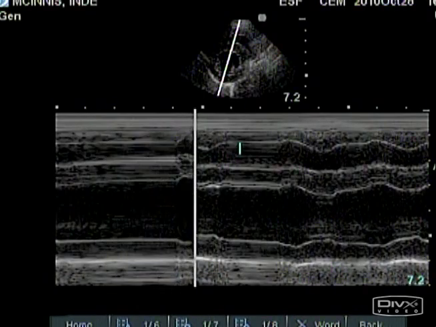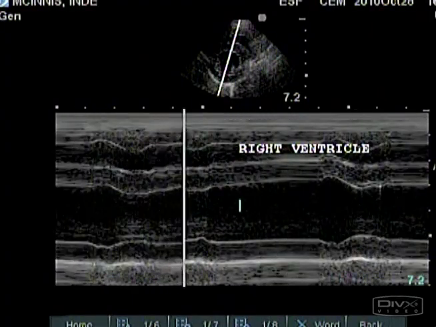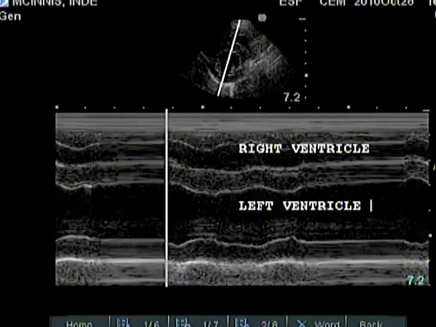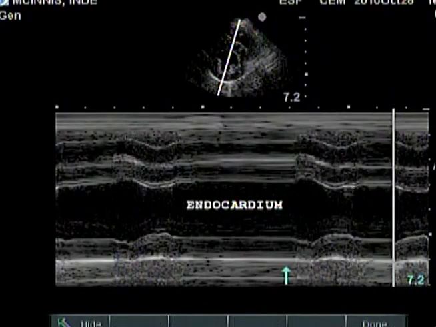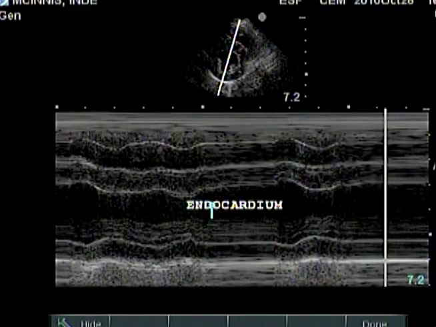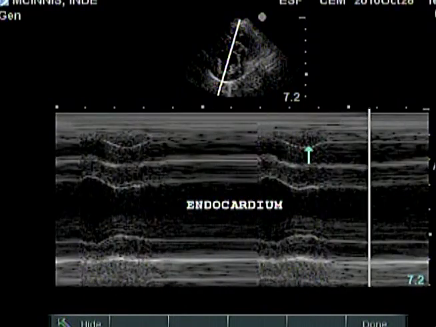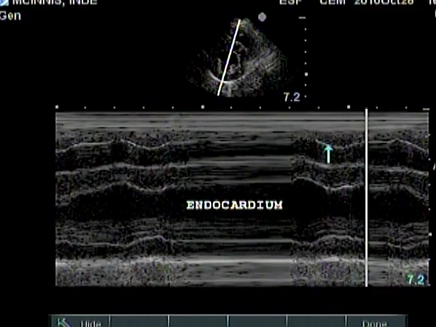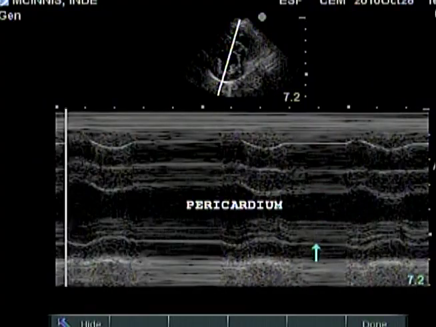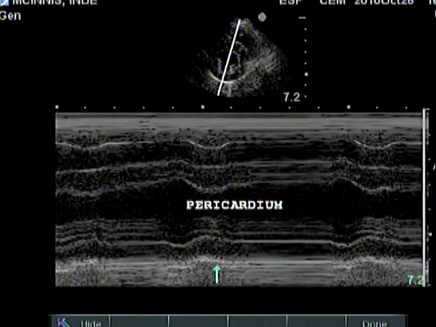In the right side short-axis M-mode view of the left ventricle, you see the anechoic chambers of the right ventricle and the left ventricle. The endocardium is the hyperechoic inner lining of the ventricular chambers. The pericardium is the hyperechoic outer fibrous covering of the heart.